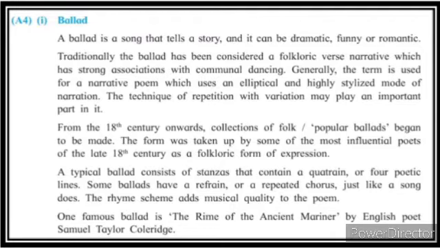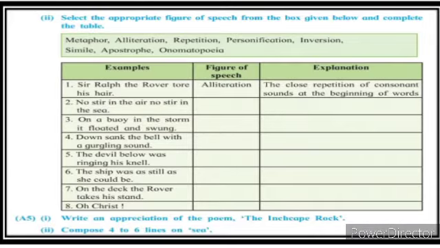A typical ballad consists of stanzas that contain a quatrain, or four poetic lines. Some ballads have a refrain, or a repeated chorus, just like a song does. The rhyme scheme adds a musical quality to the poem. One famous ballad is The Rime of the Ancient Mariner by English poet Samuel Taylor Coleridge.